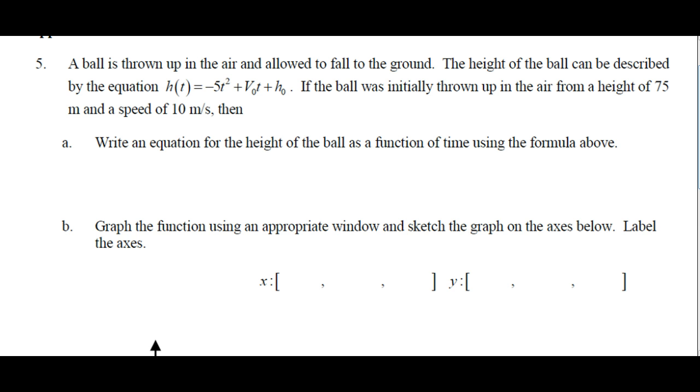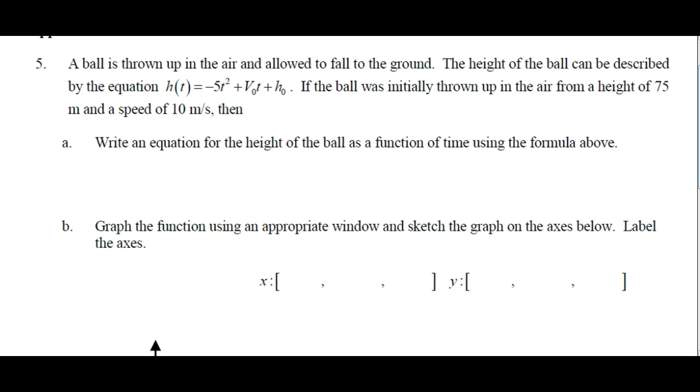Applications. A ball is thrown up in the air and allowed to fall to the ground. So that's called projectile motion, right? Projectile motion is a quadratic. We know that, right? We spent time on that in the last unit. We hit golf balls and we drop balls and stuff like that. This ball is thrown up in the air, falls to the ground.